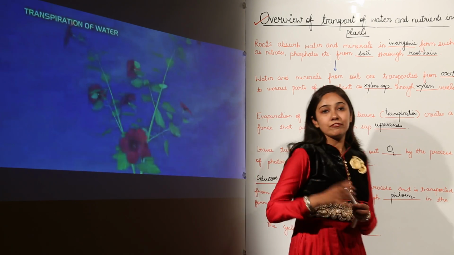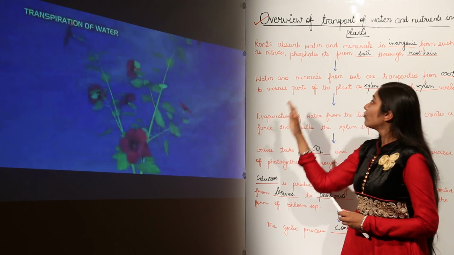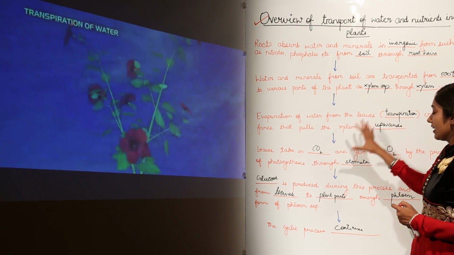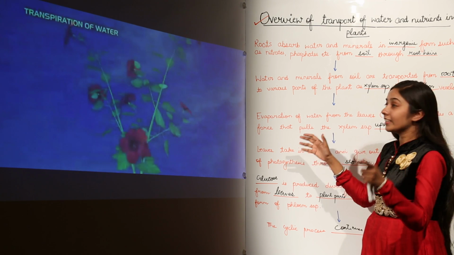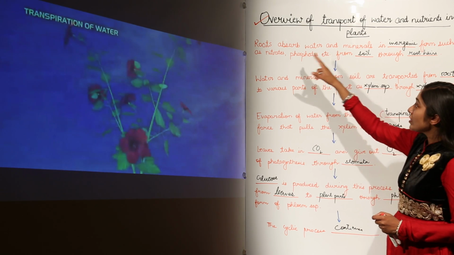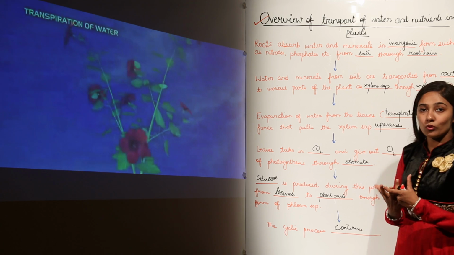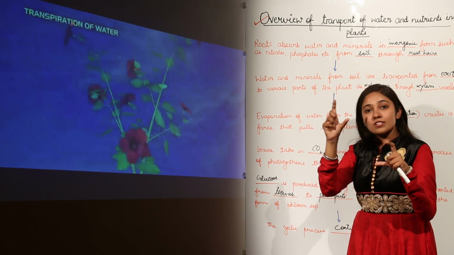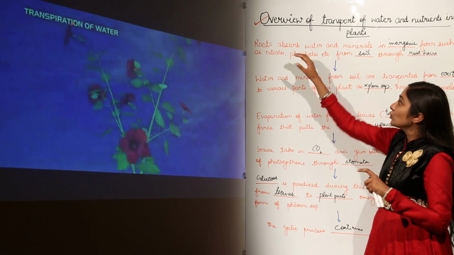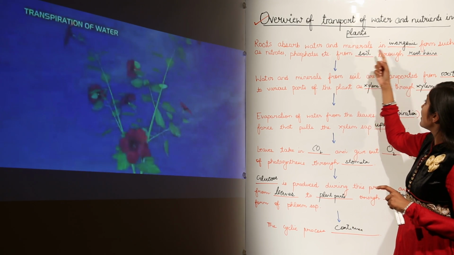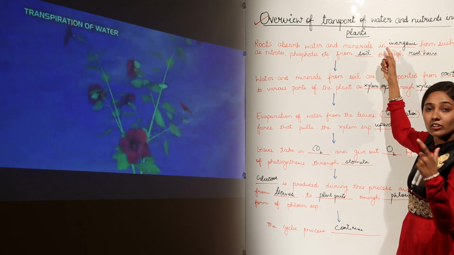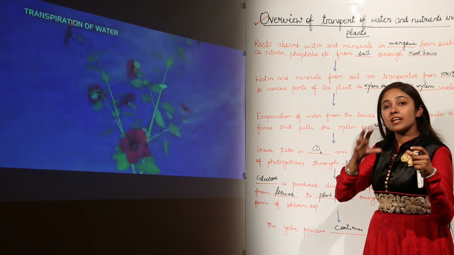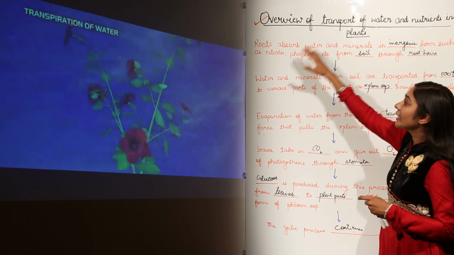So we have filled in everything and now we have a fair idea of what is going to happen during transportation of water and minerals in plants. This is the cyclic process which is going to continue. So let us recall again. Roots absorb water and minerals. You all know that the water and minerals are present in the soil and the roots are in contact with the soil. So these roots are going to absorb water and minerals in inorganic form. Why inorganic? Because these are not organic. They don't contain carbon and hydrogen molecules. So these are inorganic minerals.